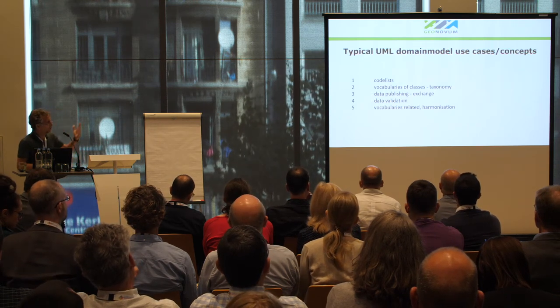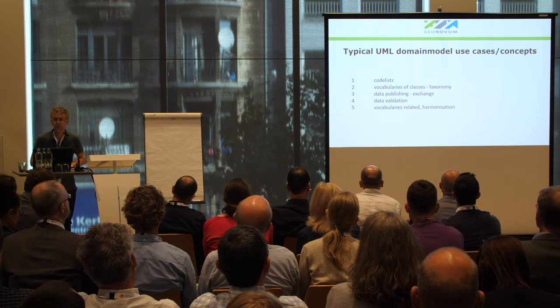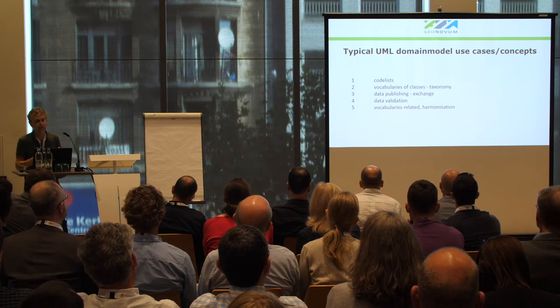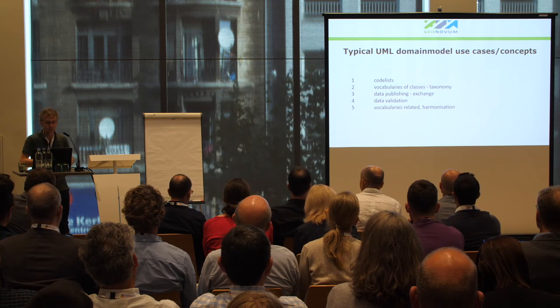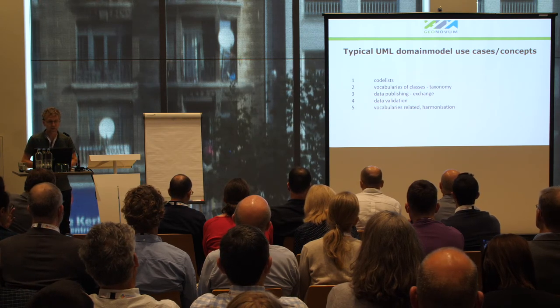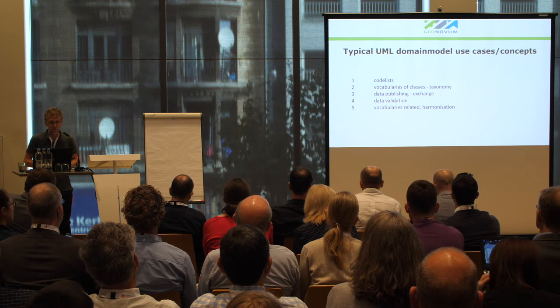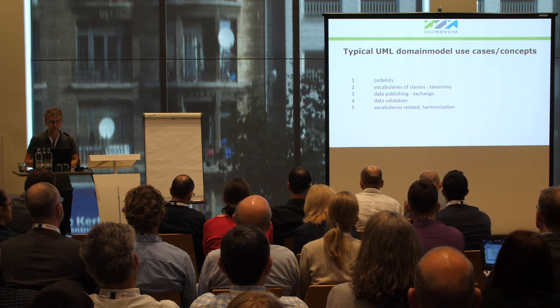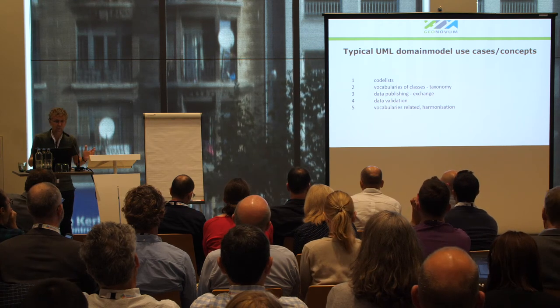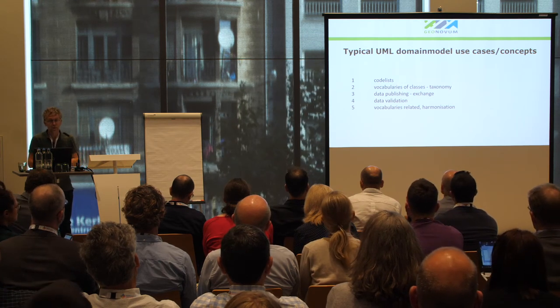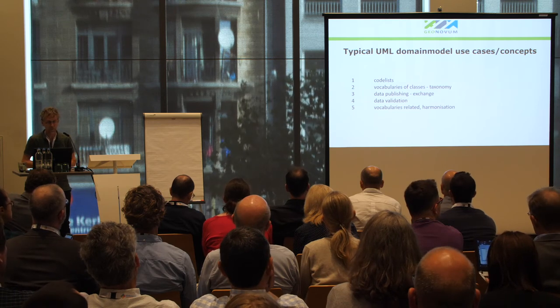And so there are typical UML domain model use cases, concepts that you try to describe with UML. I've put a few down here. So it's about vocabularies, it's about data publishing, data validation is important. And, to a lesser extent, also the harmonization between vocabularies.